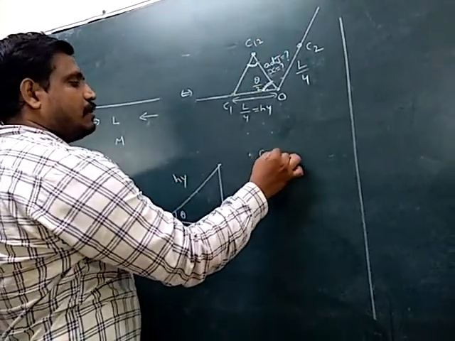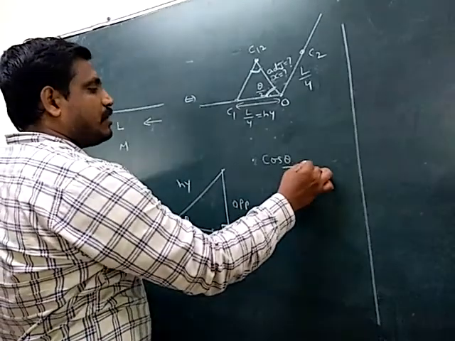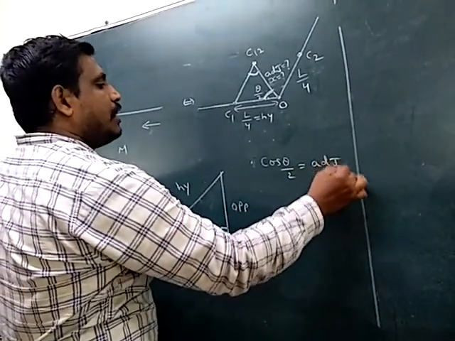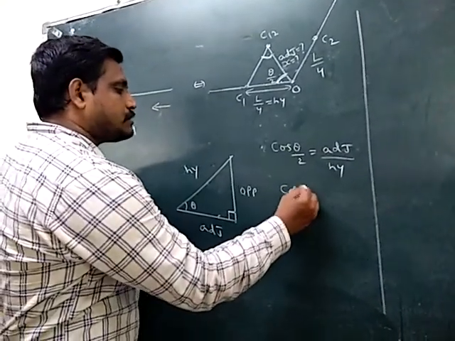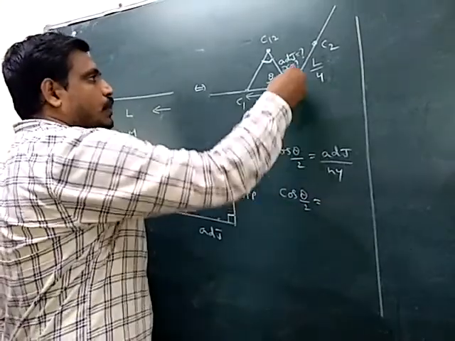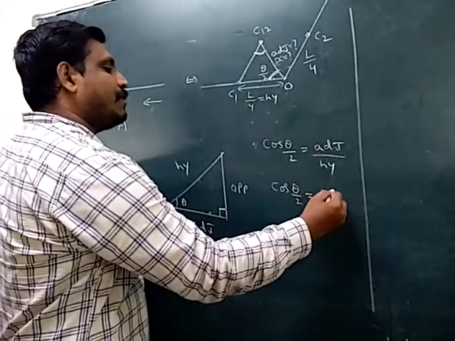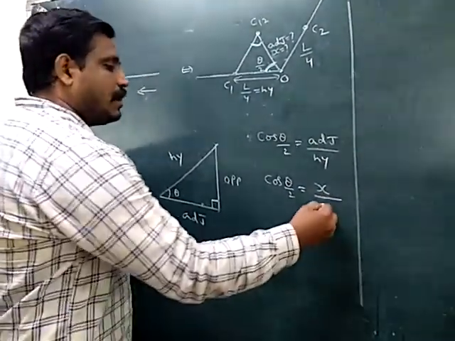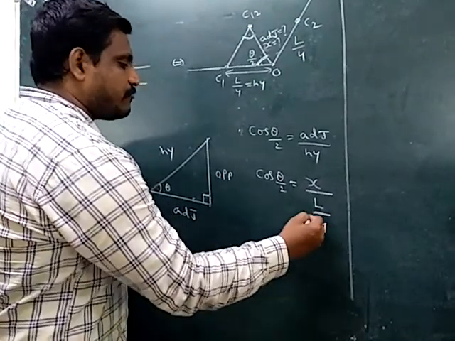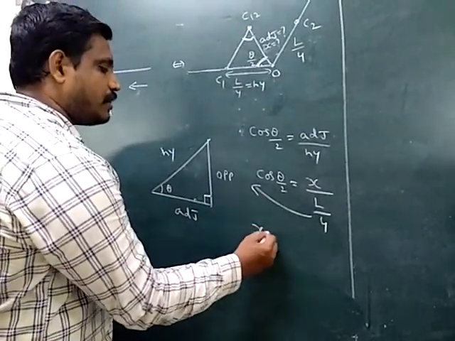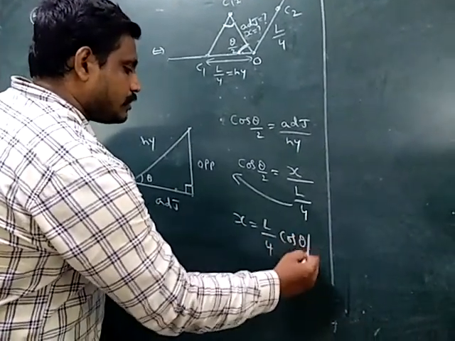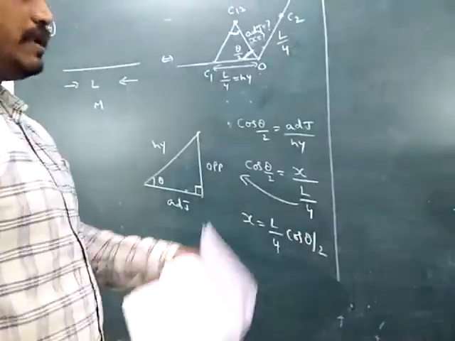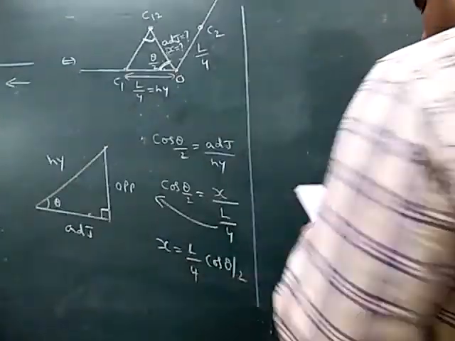So in mathematics, cos means adjacent side by hypotenuse. Here cos theta by 2 equals the adjacent side in the diagram, X, divided by the hypotenuse, which we write as L by 4. What is the X value here? X equals L by 4 cos theta by 2. Okay, next, sixth problem.